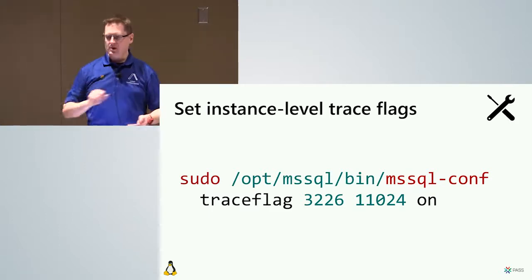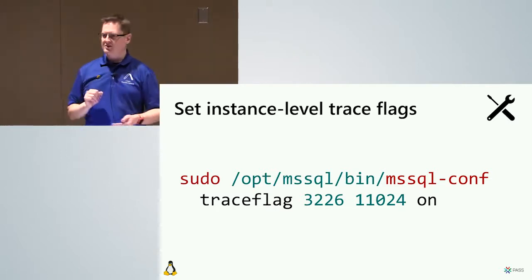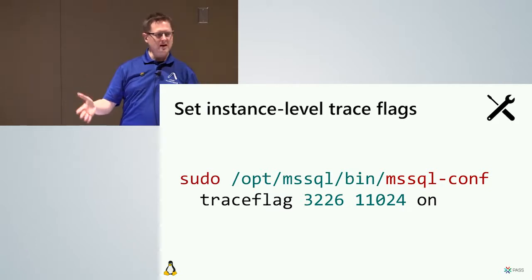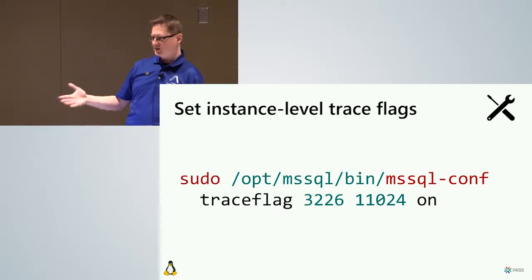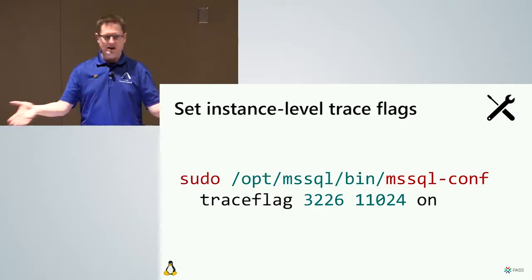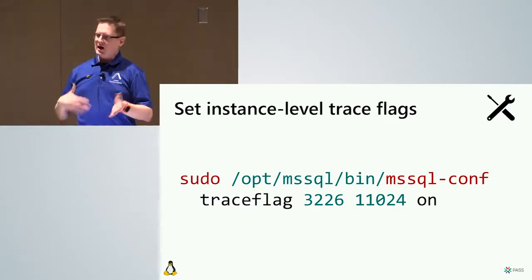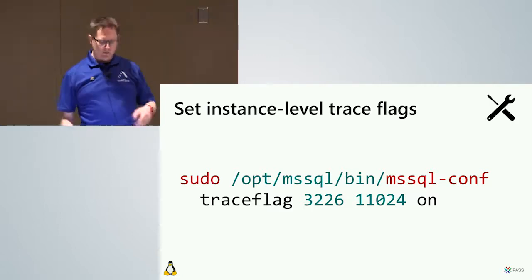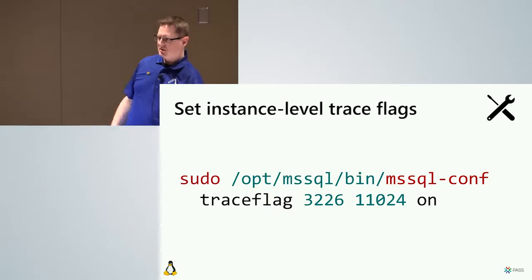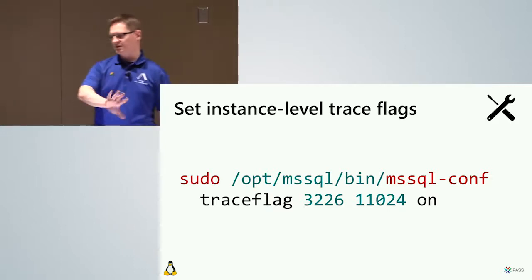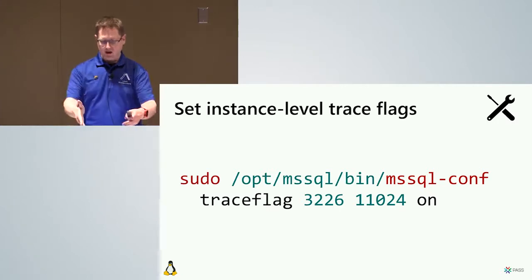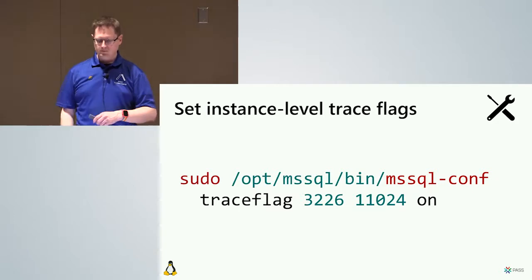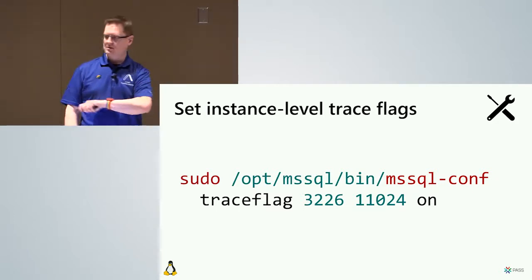So for example here, 3226. If you've attended any of Hamish's sessions, Hamish loves talking about 3226. It removes success messages of backups from your error log. Why do you want success messages in an error log? So 3226, I recommend anywhere. And then 11024, I like this one because it's for statistics. It's got to do with how statistics are managed on large tables. So these are just examples, but 3226 I would recommend turning on anyway. But what I'm showing here is that mssql-conf may take multiple parameters to enable or disable. Any questions about this? Moving on.